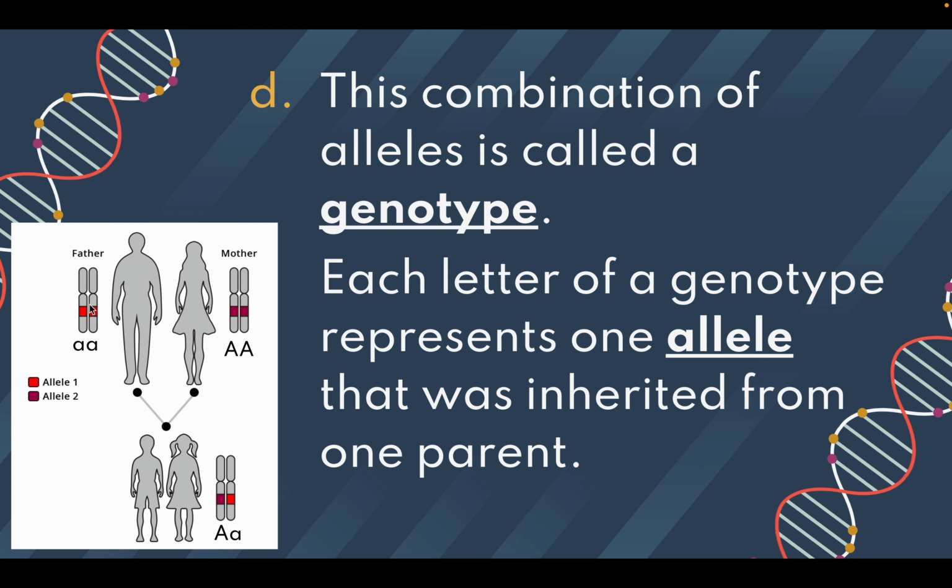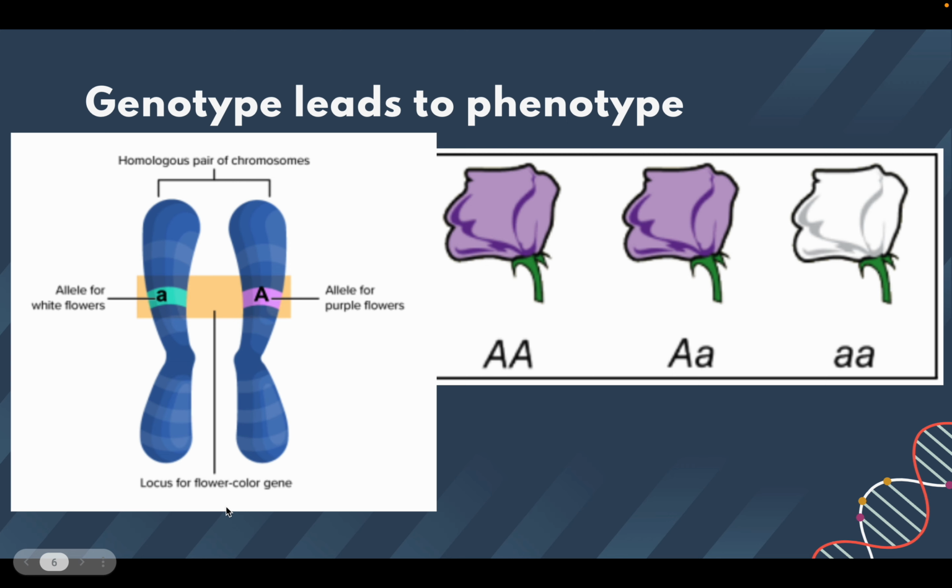Each letter of a genotype represents one allele that was inherited from one parent. So these individuals inherited one big A, one allele from their mother, and one little a, one allele from their father. So let's look at what this can look like.